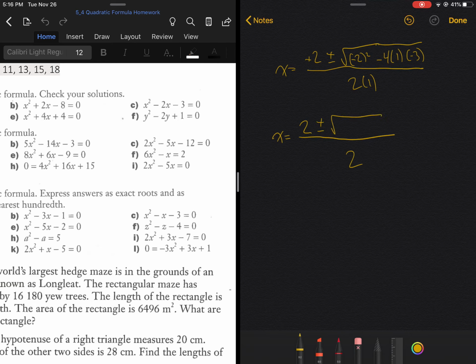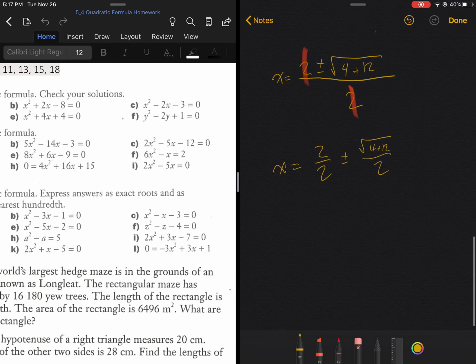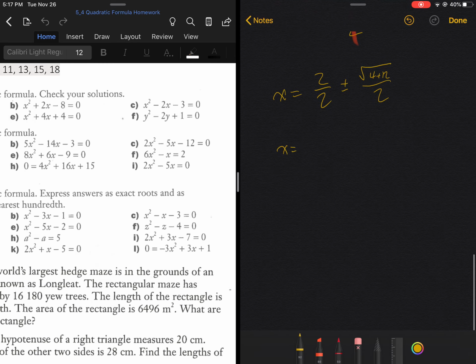All right, let's solve it. X equals 2 over 2 plus or minus the root of, what's minus 2 squared? That's equal to 4. Minus times minus is plus, plus 12. Oh, it's 16 again. And we all know, let's distribute this 2 over. X equals 2 over 2, that's this guy, 2 over 2 plus or minus the root of 4 plus 12 over 2. Right? Just rewrite the fraction, that's all.